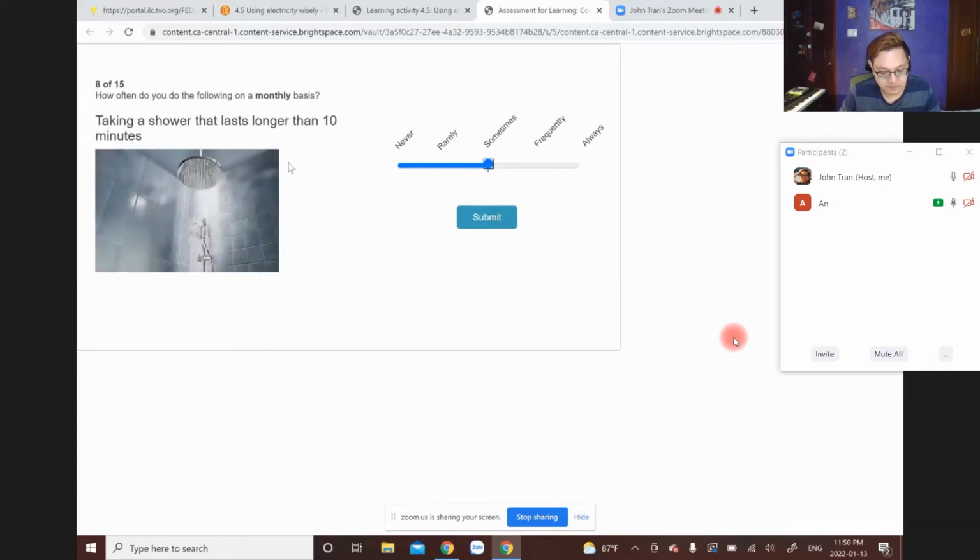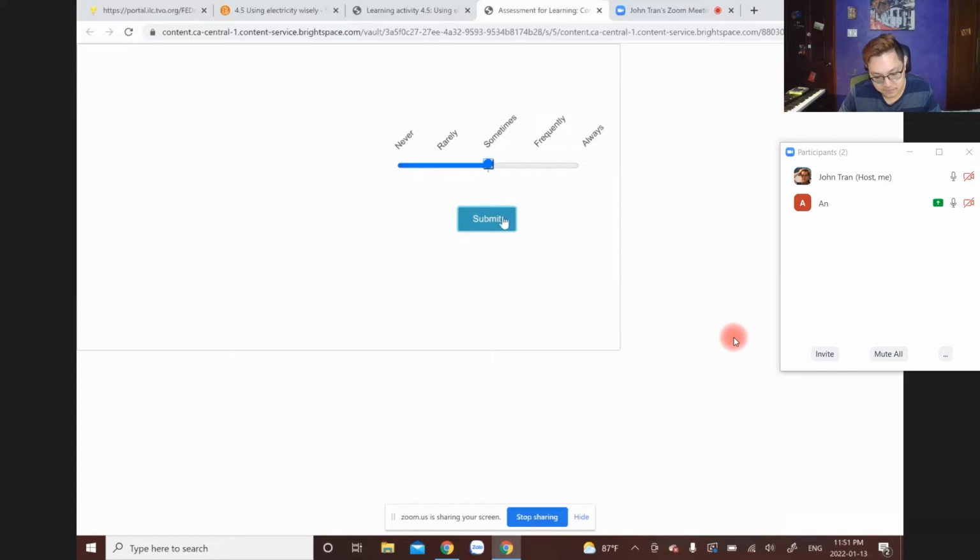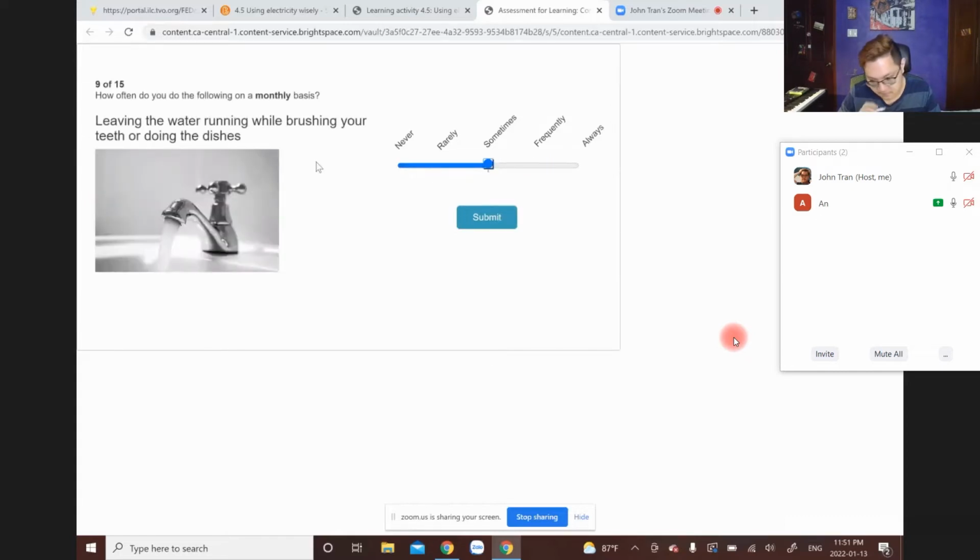Taking a shower that lasts longer than 10 minutes. Frequently, like a 15-minute shower, 20 minutes, because I need to make sure that everything's clean thoroughly. It's better than having some of the soap on your skin that irritates later. You have to wash it again anyway. So it's better to be safe than sorry. Leaving the water running while you're brushing your teeth. Really.